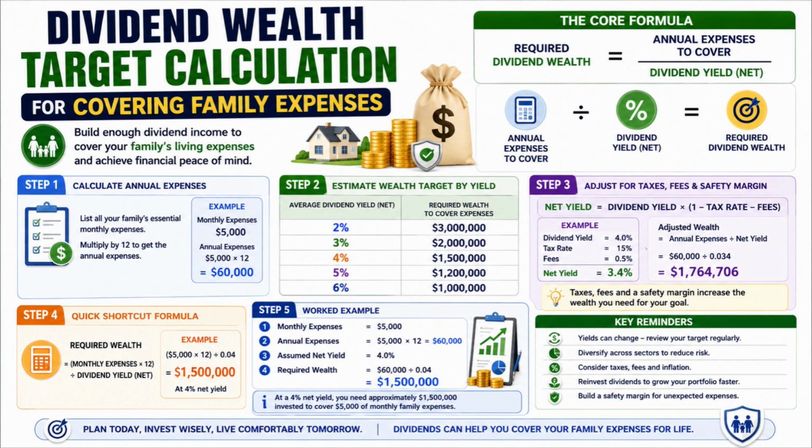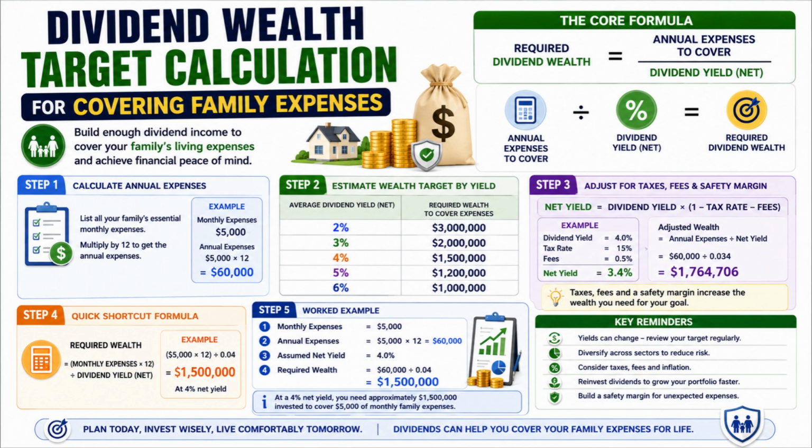Once you know the monthly amount, you can turn it into a yearly target because dividend yield is usually calculated annually. For example, if your family expenses are $5,000 per month, multiply 5,000 by 12 months. This gives an annual expense target of $60,000. This is the amount of dividend income your portfolio would need to generate in 1 year to cover those family expenses. Next, use the core formula.